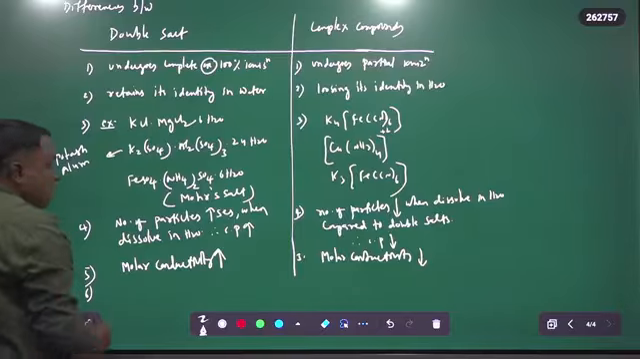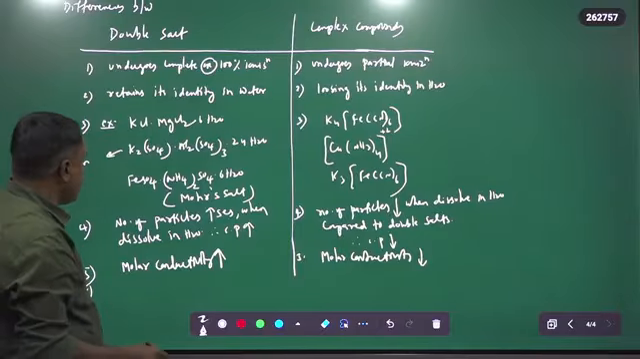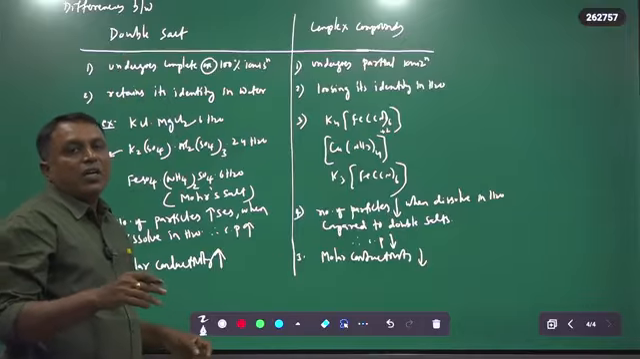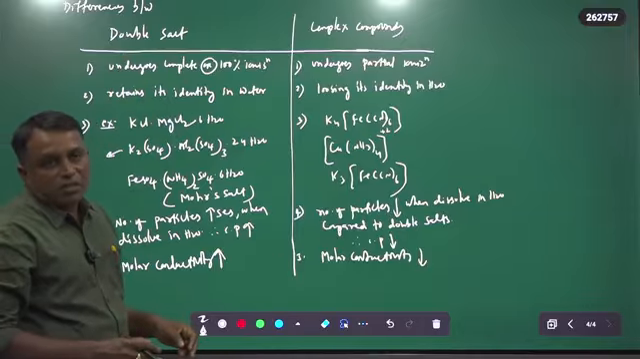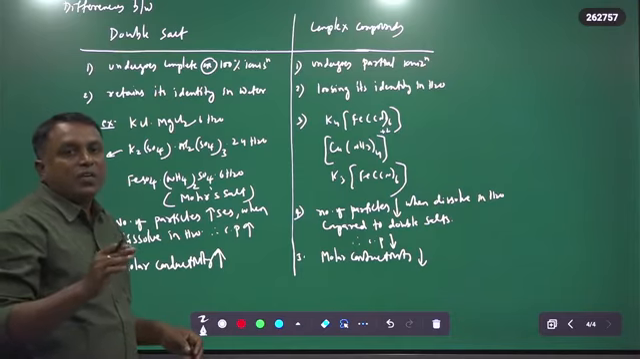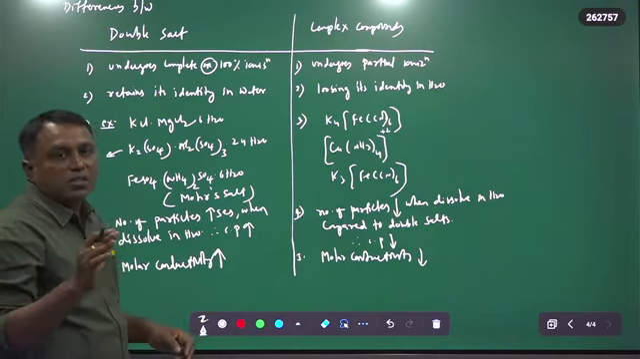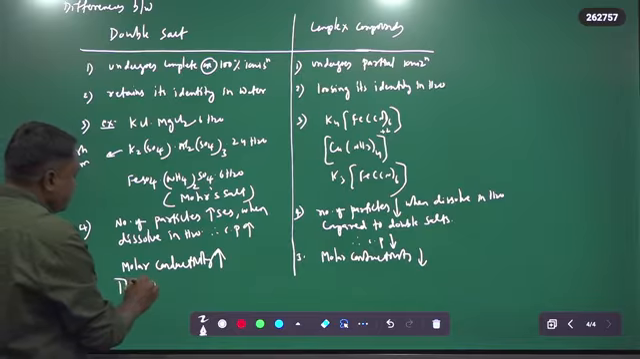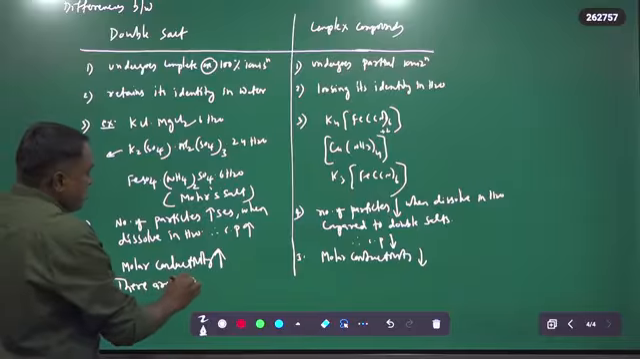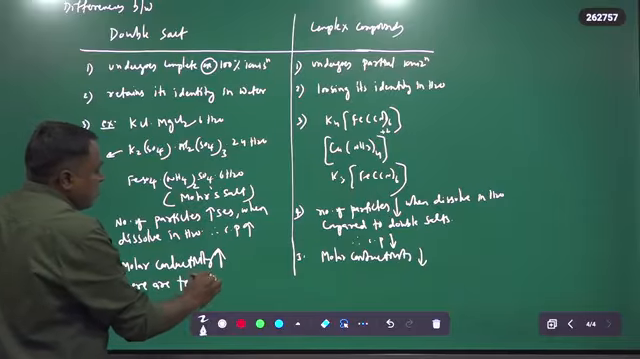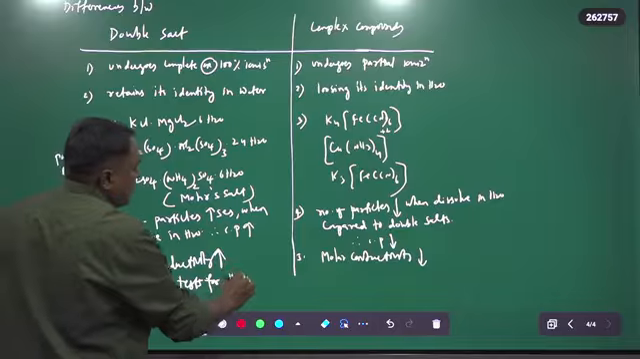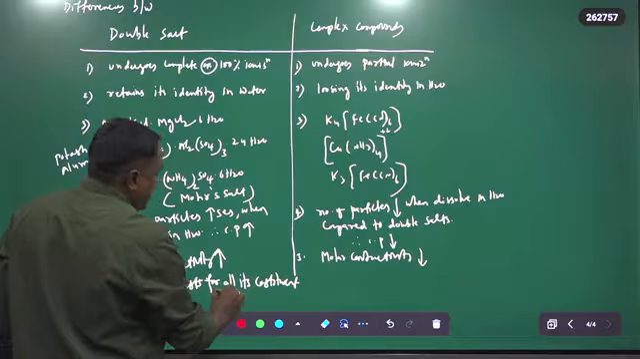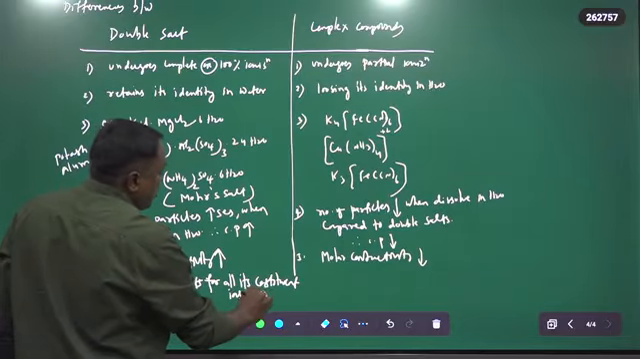And the sixth and very important point in the case of double salts: when double salts are dissolved, they form all their constituent ions. Therefore, there are tests for all their constituent ions in semi-micro analysis.